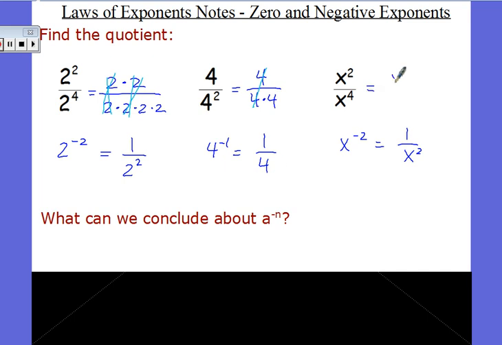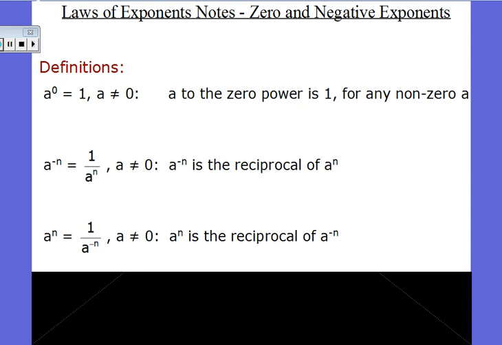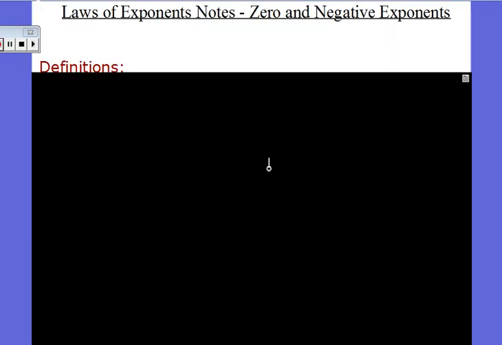Okay, same thing here, let's take a look, x times x, and I've got x times x times x times x in the denominator, and a pair of x's simplify, I'm left with 2 x's in the denominator, which is x squared. So what we can conclude about a to the negative n is a to the negative n is just the same thing as having 1 over a to the positive n. Okay, so let's take a look at those definitions as laws.